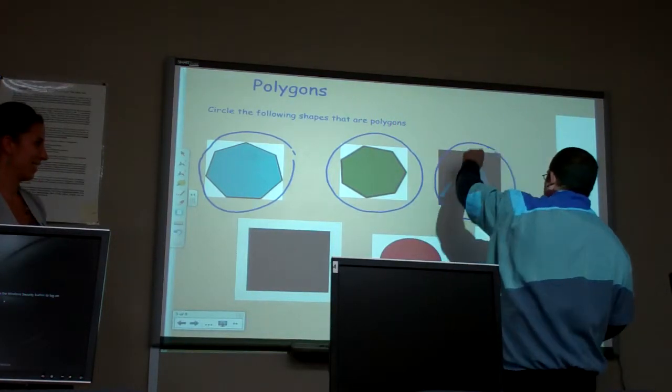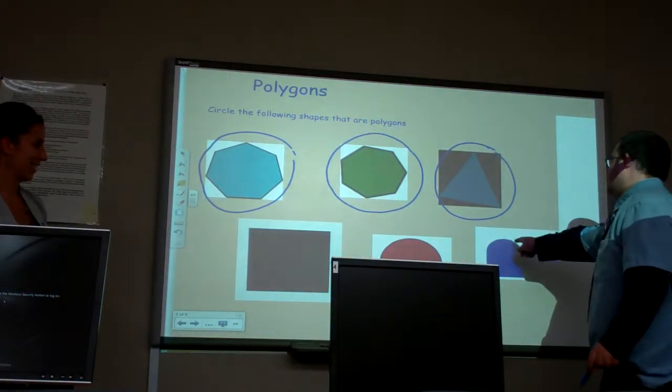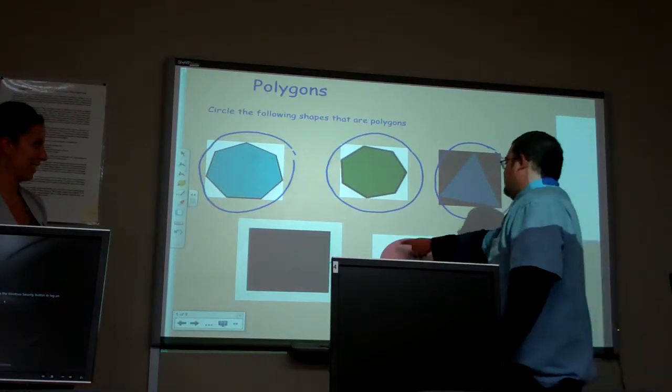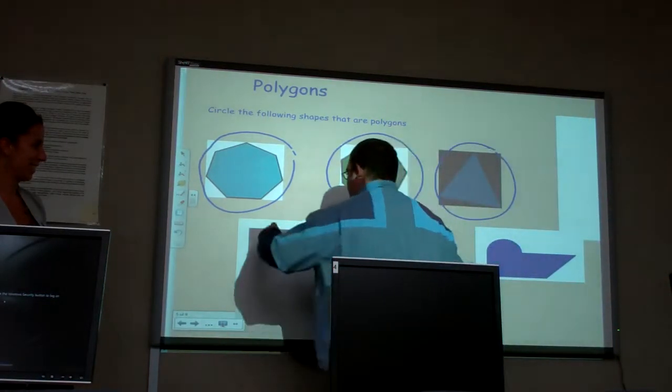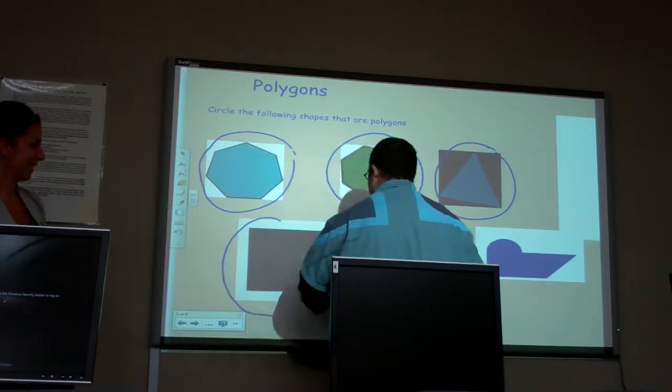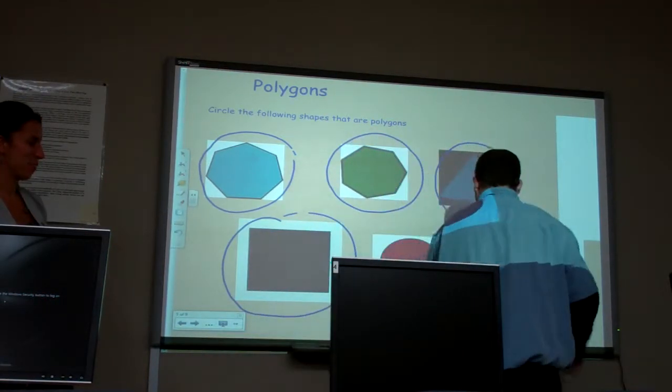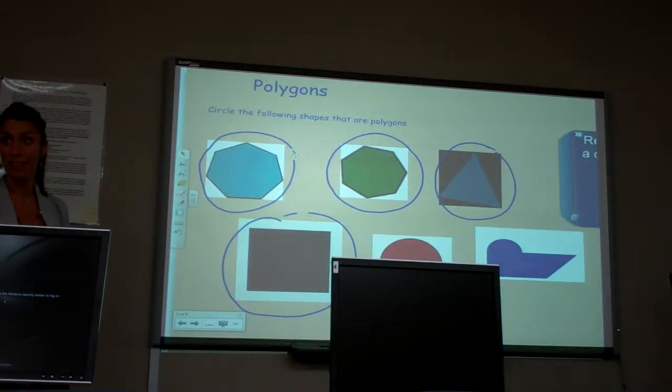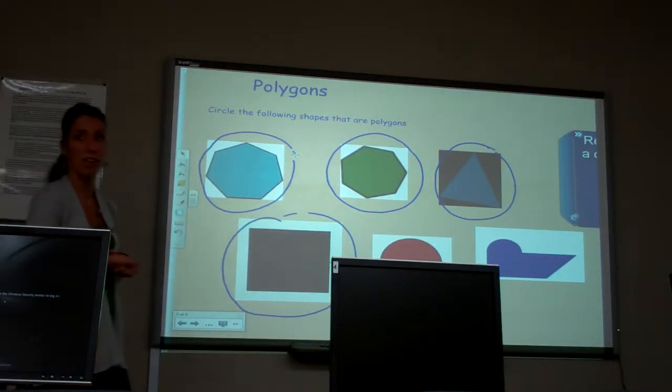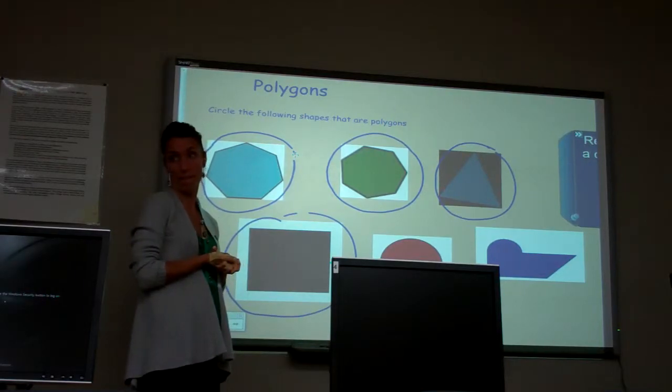There's a line that has a circle. That's not it. That has a curve. That's not it. I would say it would be these four right here. Would everyone agree with Vincent? I circled the funky blue one down there too, just because it's closed and it's more than 3 lines and it does have angles on it.